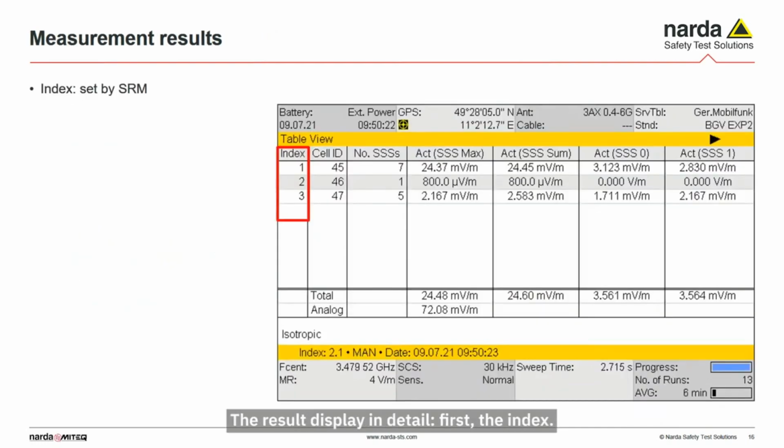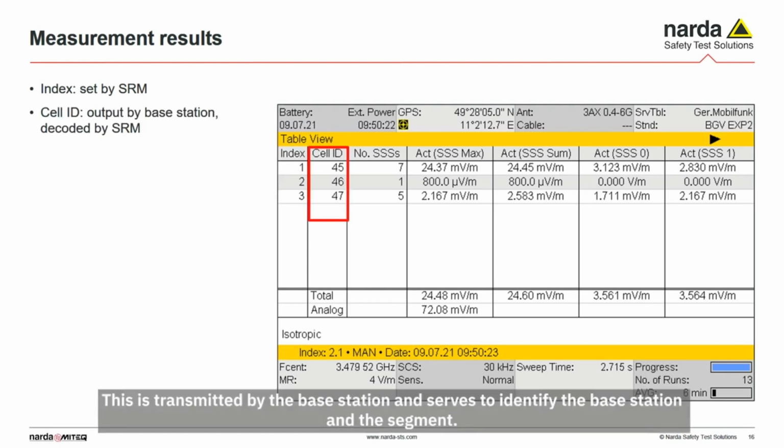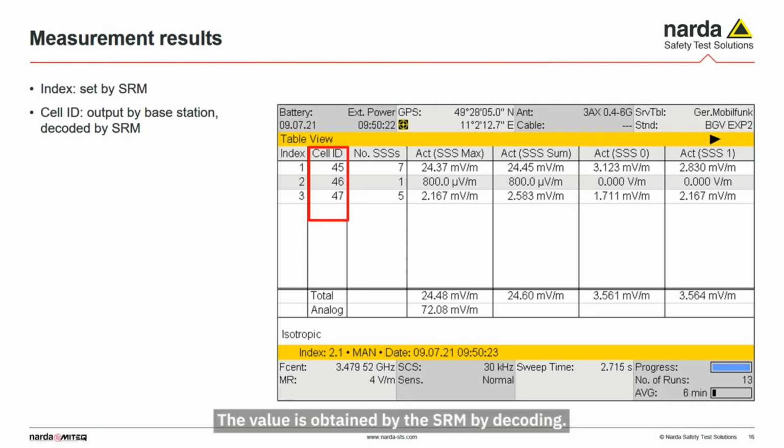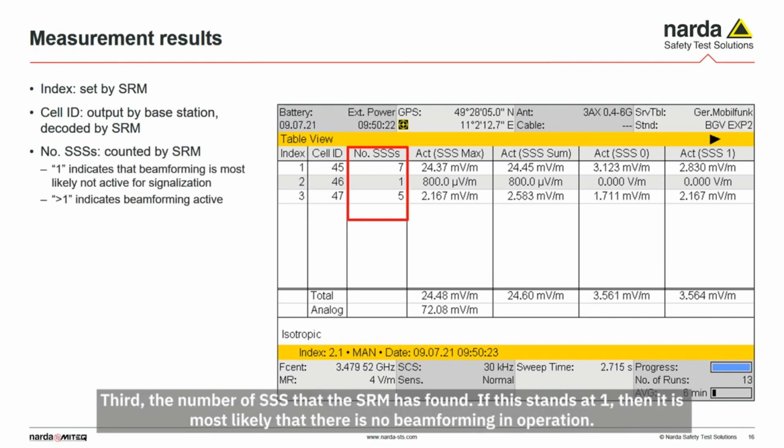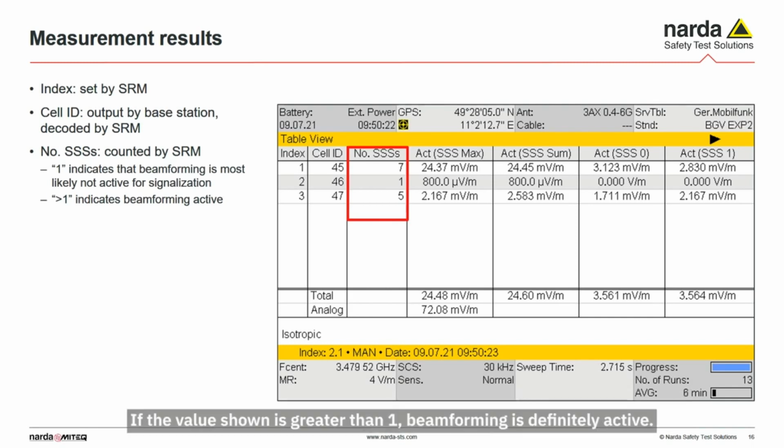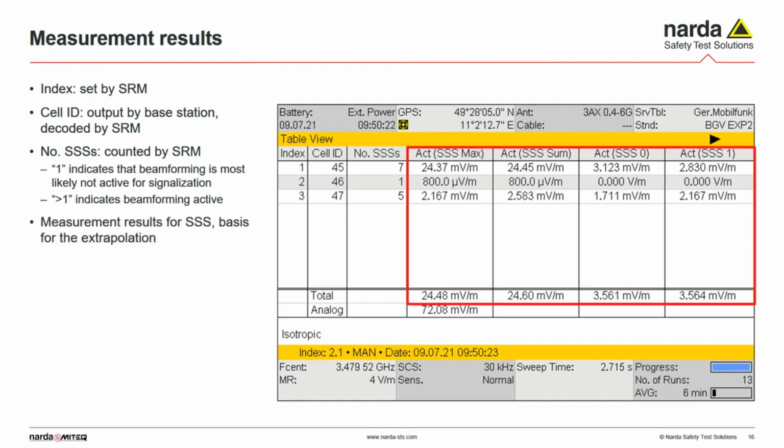The results display in details. First, the index. This is assigned by the SRM. Second, the cell ID. This is transmitted by the base station and serves to identify the base station and the segment. The value is obtained by the SRM by decoding. Third, the number of SSS the SRM has found. If this stands at 1, then it is likely that there is no beamforming in operation. If the value shown is greater than 1, beamforming is definitely active. And finally, the results themselves.